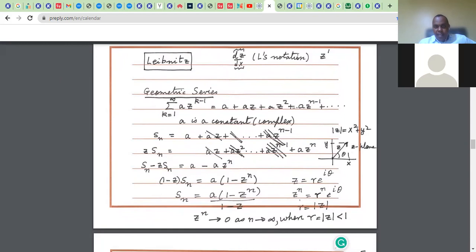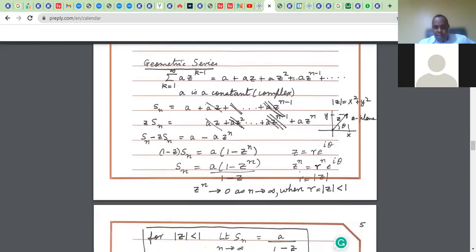Yes. So for a complex number, this is how we define the geometric series. We're going to have a plus az plus az squared plus az to the power n minus 1, and it's going to keep going. So a is called a constant complex number. And then for this series, we define its summation using this formula. Sn equals a. We can use it to find partial summations.